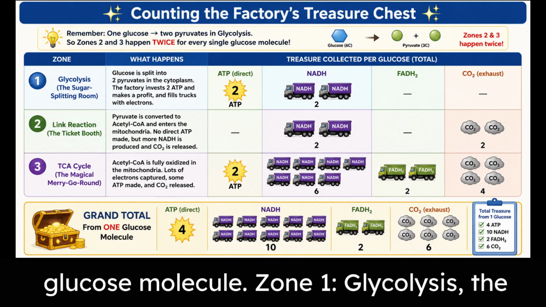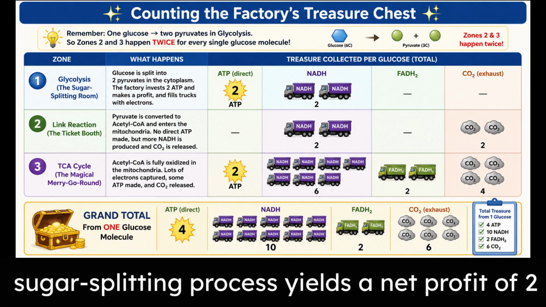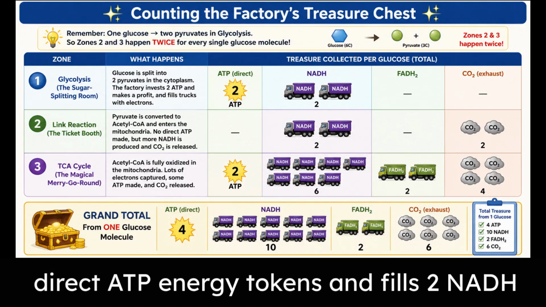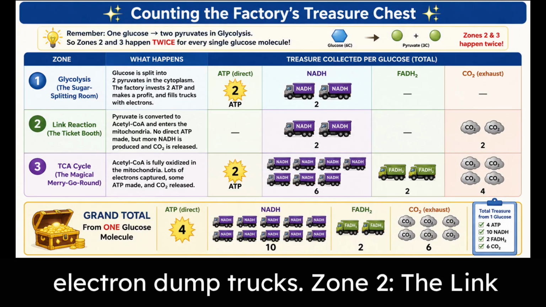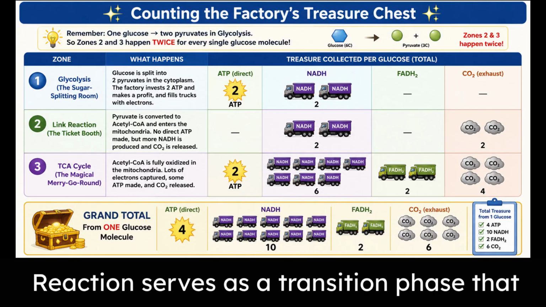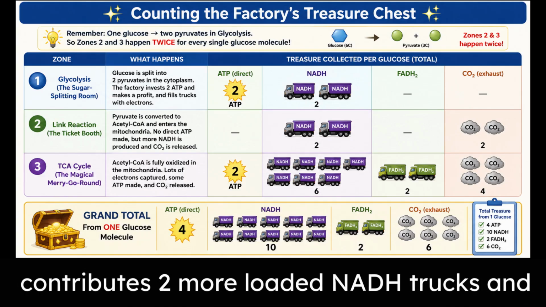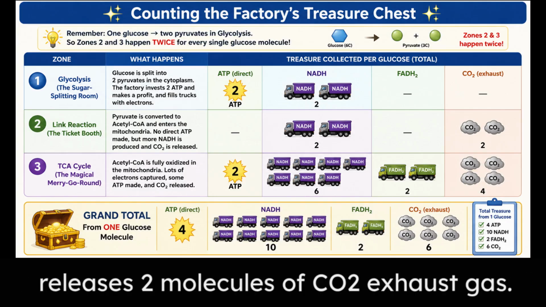Zone 1. Glycolysis. The sugar-splitting process yields a net profit of 2 direct ATP energy tokens and fills 2 NADH electron dump trucks. Zone 2. The link reaction serves as a transition phase that generates no direct ATP tokens, but contributes 2 more loaded NADH trucks and releases 2 molecules of CO2 exhaust gas.